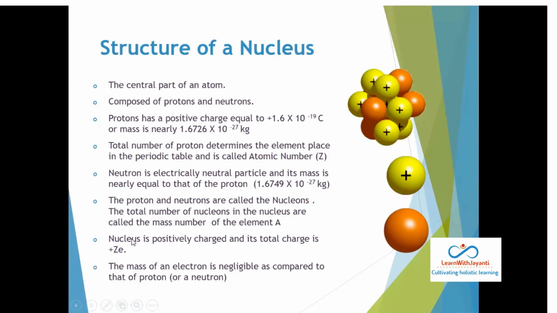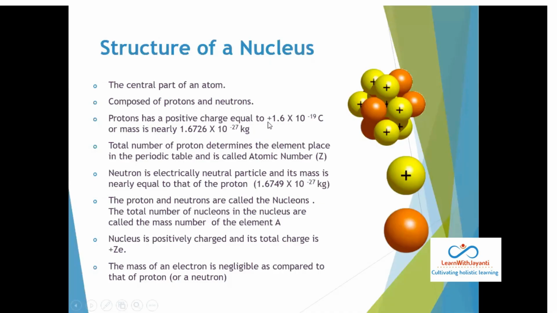Okay. So nucleus is positively charged and its total charge is going to be plus Ze. Z क्या है? Z is the atomic number. And electron is what? One electron. एक इलेक्ट्रॉन का चार्ज क्या होता है? So yes, now your question comes. इलेक्ट्रॉन का क्या चार्ज होता है? It will be minus 1.6 into 10 raised to minus 19 coulomb. वो negative भूल गया.